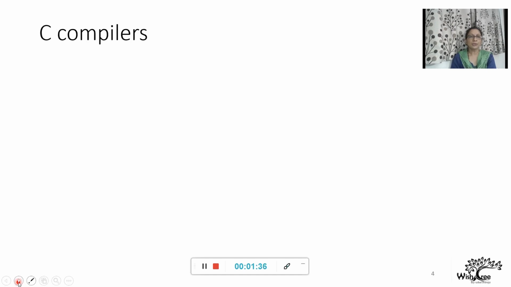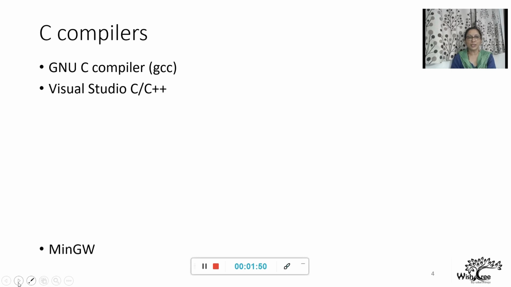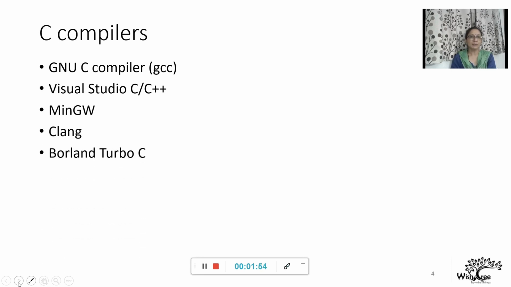Next we will see what are the different C compilers that are available. The most popular one is the GNU C compiler, which can be used in Windows operating system as well as your Linux operating system. Visual Studio C C++, which is slightly a heavy one but very useful. Then we have MinGW, we have Clang, Borland Turbo C, a light compiler which is used by many of the student communities. Then we have something called IDEs.